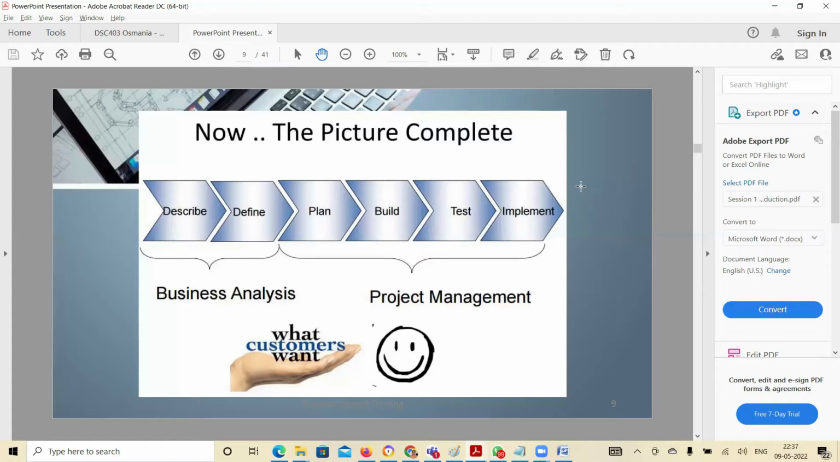Okay, so business analysis is all about what the customer wants, what needs to be built, and your project management is about how to build it. Which skill set, which technology, and how to build it is about your project management.